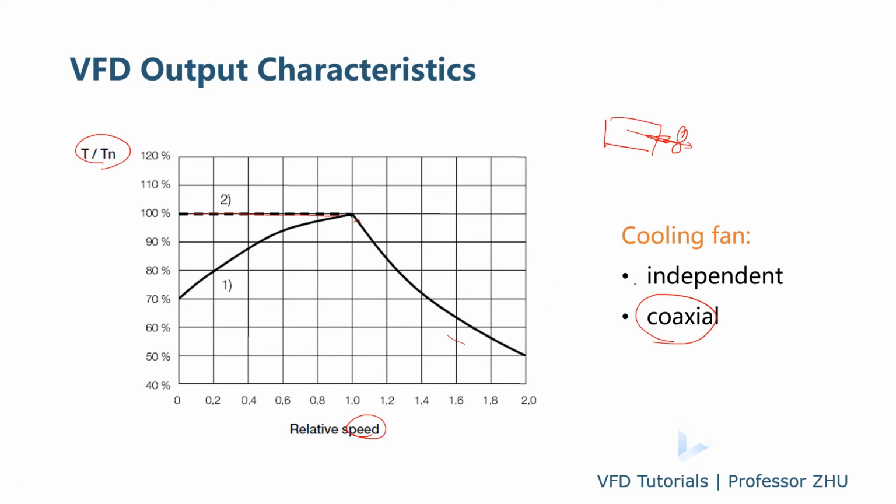So if we don't mount the fan on the shaft, and drive the fan with a separate, independent motor, and the motor speed is always 50 hertz, always with enough ventilation flow, then we can get a relatively ideal constant torque.